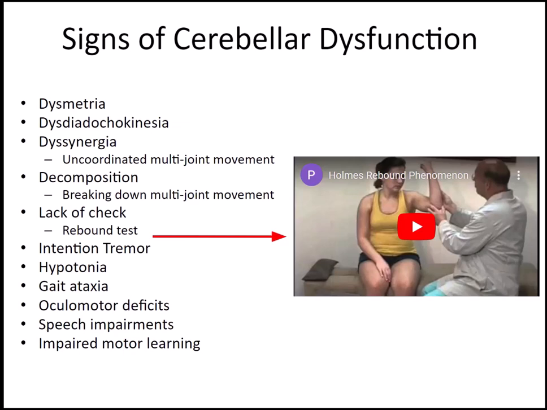Next there's something called lack of check or the rebound test. And this video, I'll just go ahead and play it for you, shows the performance of the rebound test. The Holmes rebound test is going to be done for both cerebellar and proprioceptive problems.